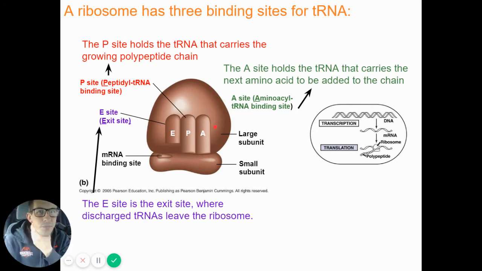All right, now the ribosome internally has a few distinct areas.